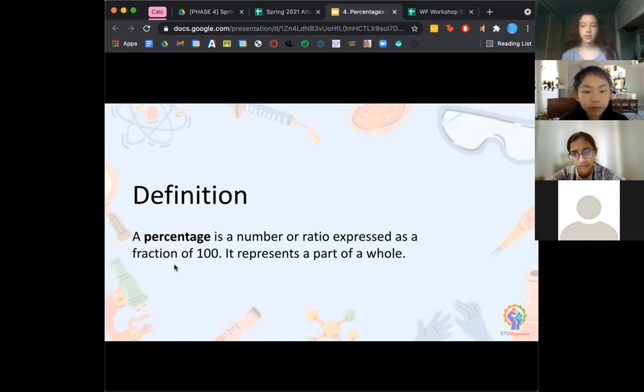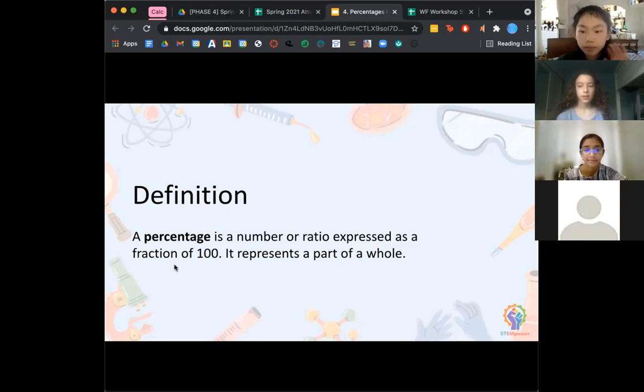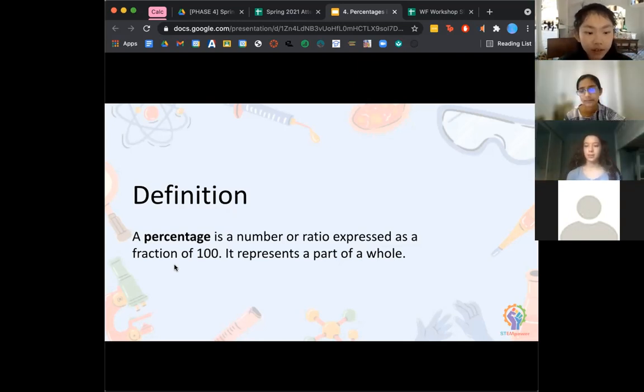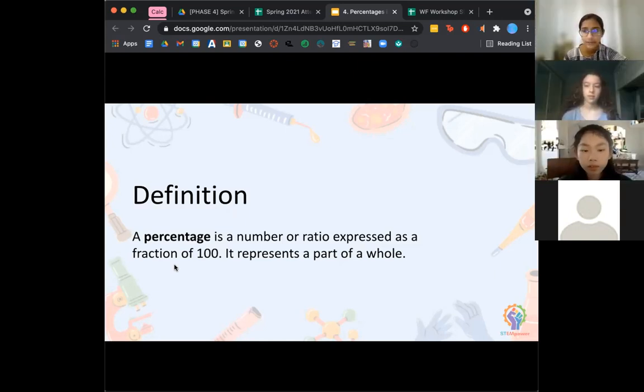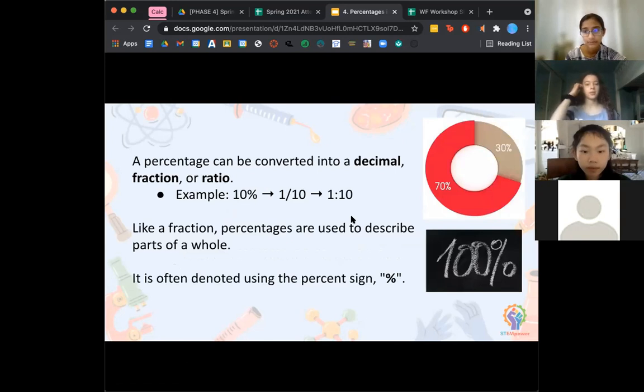Have you guys seen percentages before anywhere? Yeah? Does anyone want to say where? On a test. On a test? Oh wow, so you must already know a little bit about them. How about you, Shri? I've seen them, like, it says 40% off at a sale. Right, totally. Yeah, awesome. Those are both great examples.